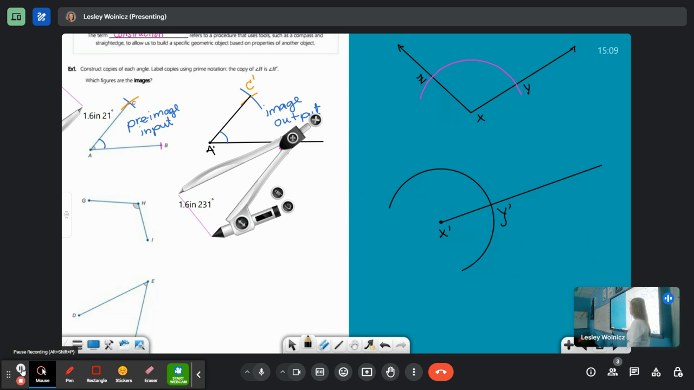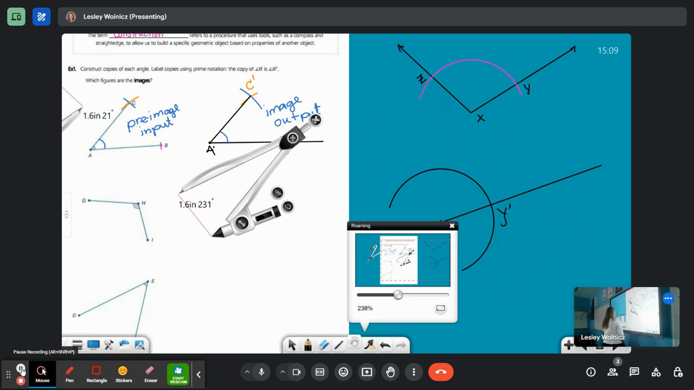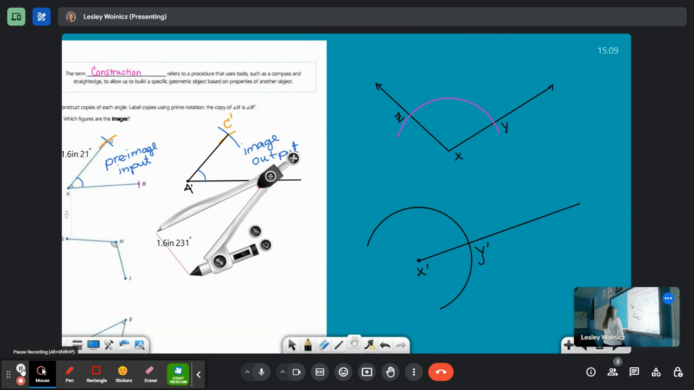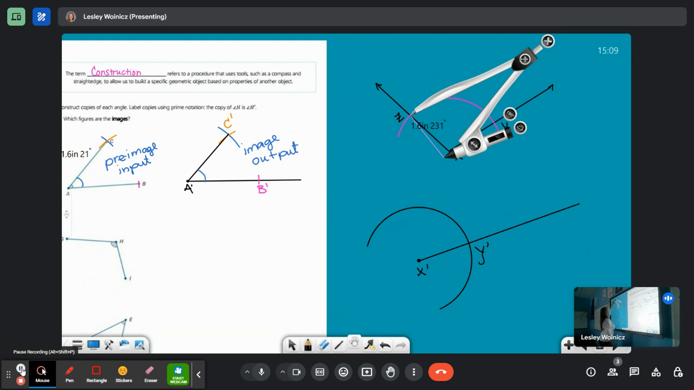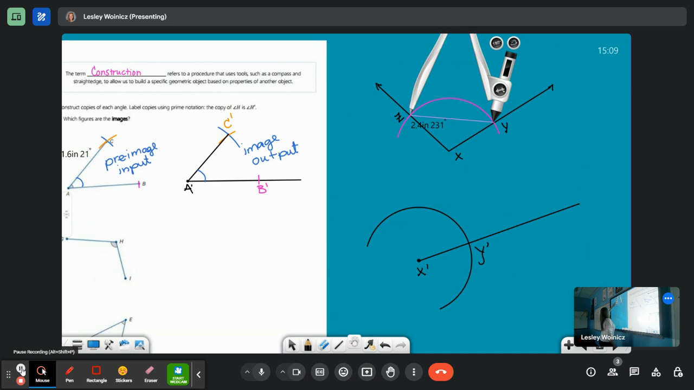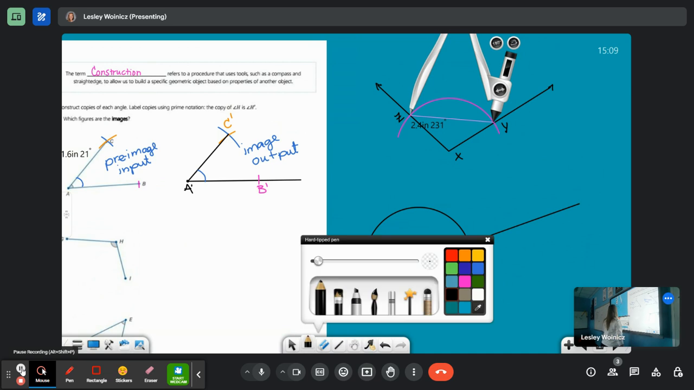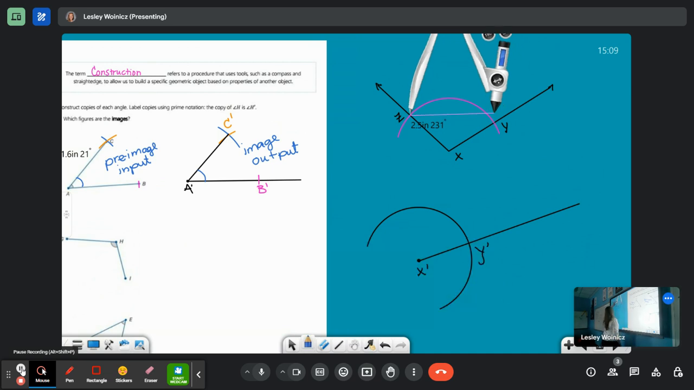Any ideas about how to find Z prime? Find the distance between Z and Y. Yeah, I need to know the distance between Z and Y. Very good. Okay, so I'm going to use my compass to do it. I'm going to measure with my compass. I'm going to make a cute little arc there. Oops. So you can see what I'm doing.